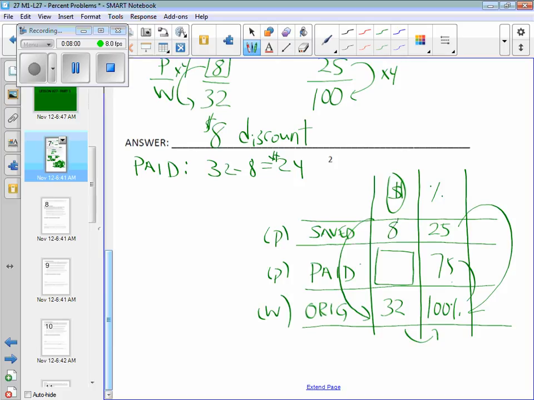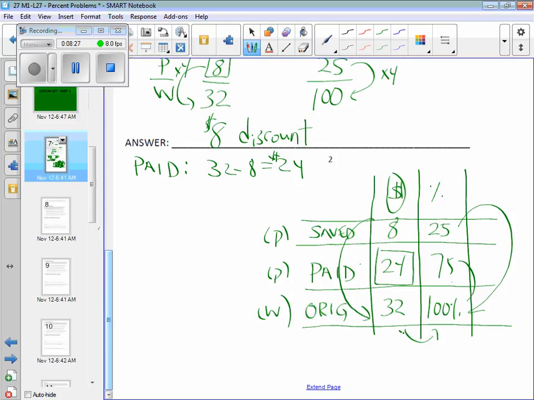Then go back to part, whole. Part plus part makes whole. So you don't have to do any more division or multiplication, but what plus 8 makes 32? 24. Did I lose you? No. A little is okay. I'll take a little.